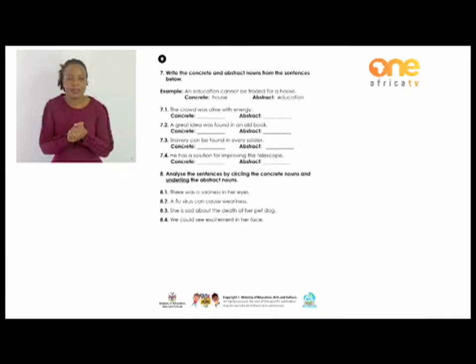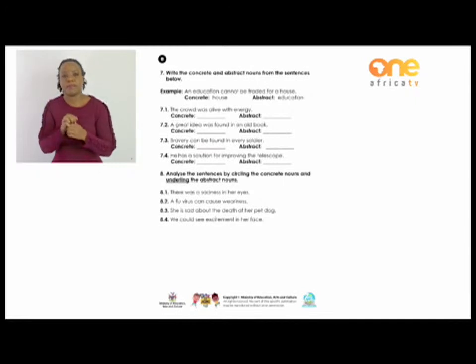Analyze the sentences by circling the concrete nouns and underlining the abstract nouns. There are two things that you should do to each of the following sentences. When you read the sentence and you see a concrete noun, you circle it, and when you see an abstract noun, you underline it. Okay.